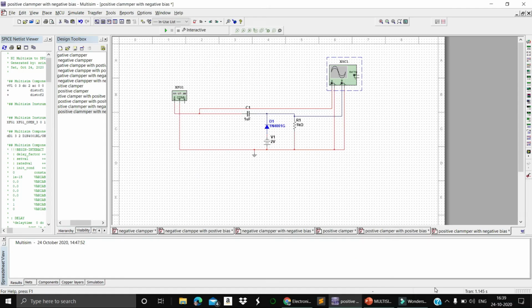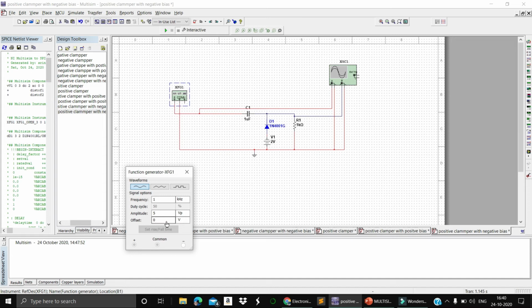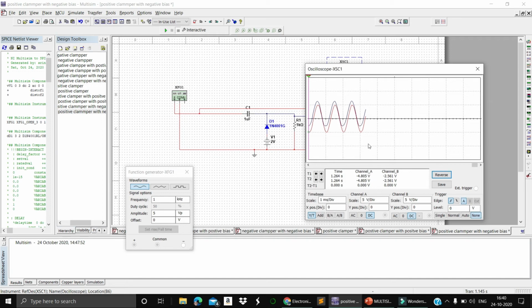Let's go to that one. Here you can notice the capacitor, resistor, diode, and the biasing voltage of 2 volts, which is connected in the negative mode. In the function generator, I have given 5 volts with a 0 offset and a frequency of 1 kilohertz. Here you can notice the output waveform, whether you are getting the positive half, negative half, entire positive shift, entire negative shift, or partially positive and partially negative shift. All these things you are going to observe in this session.